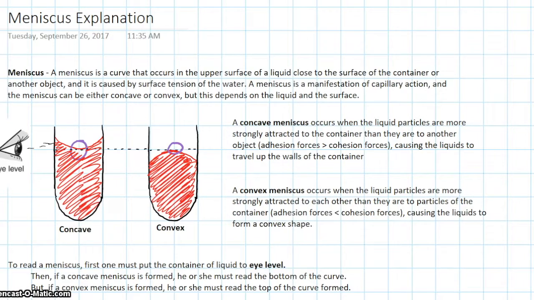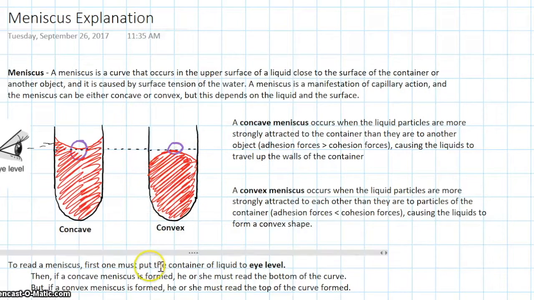So, a concave meniscus, as shown here, occurs when the adhesion forces are greater than the cohesion forces, causing liquid to travel up the walls of a container, creating a dip. A convex meniscus occurs when the adhesion forces are less than the cohesion forces, and so a dip in the other way occurs, and we have a peak.